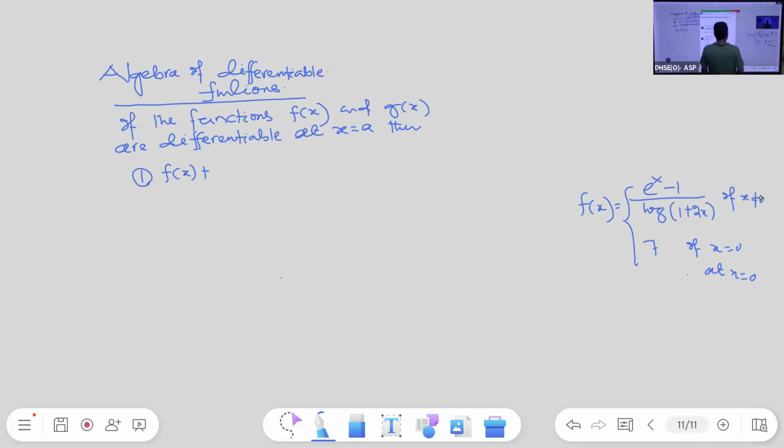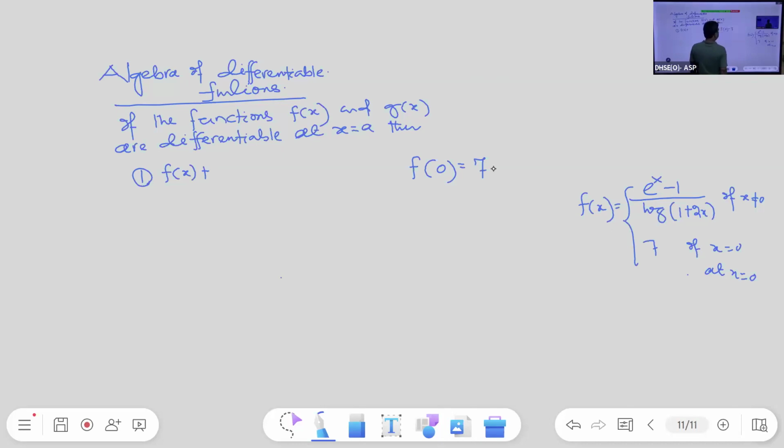Okay. So guys, Nirmal has a doubt. First of all, let me solve the doubt first. Then I will go for the algebra of differentiable functions. This is a function f of x is equal to e raised to the power x minus 1 upon log 1 plus 2x if x not equal to 0, 7 if x is equal to 0, at x is equal to 0, right? So Nirmal, what is the functional value of the function here? f of 0 is equal to 7, right?